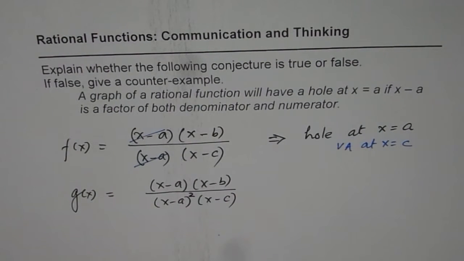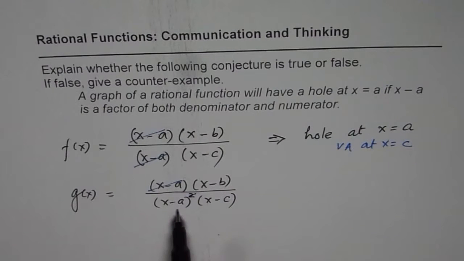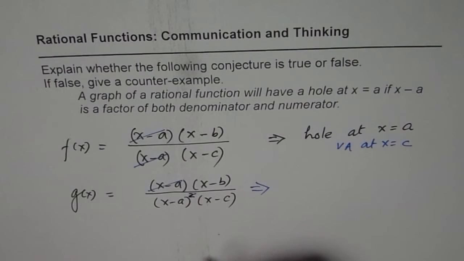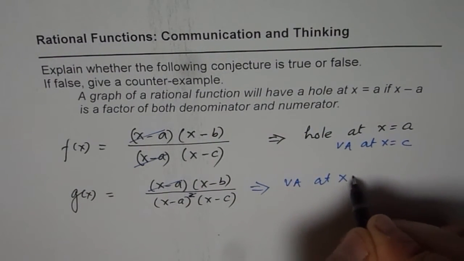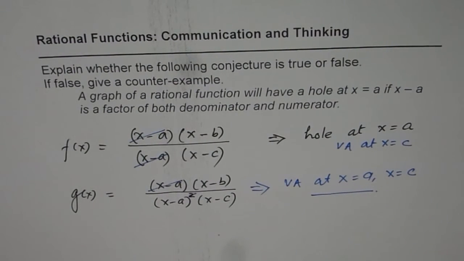Now in this case, one of the factors cancels out, but still you have x minus a in the denominator, and therefore you do not have a hole here. Here we have vertical asymptotes at x equals a and at x equals c. Do you see that? So that's a counter example saying that the statement is false. I hope you understand and appreciate this part. It's a very important concept, and I hope you take it along and appreciate it.